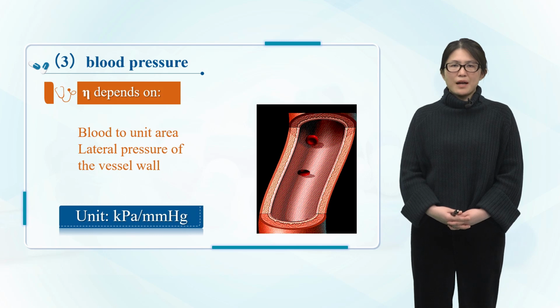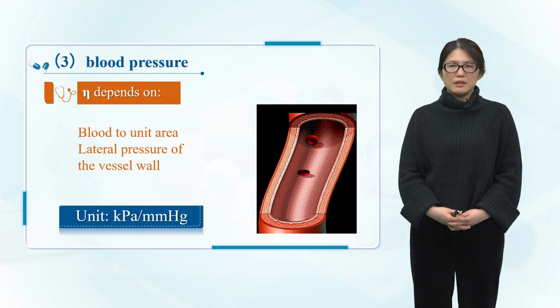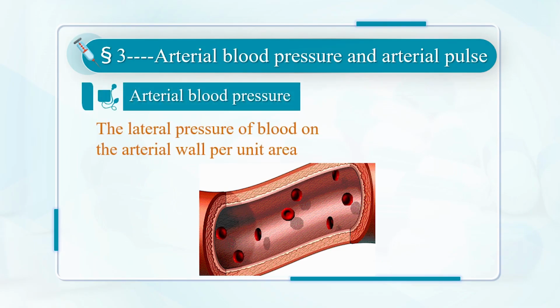Venous pressure and atrial pressure are low, often measured in centimeters of water column as a unit, where 1 cm H2O is equal to 0.098 kPa. Arterial blood pressure usually refers to the aortic blood pressure.